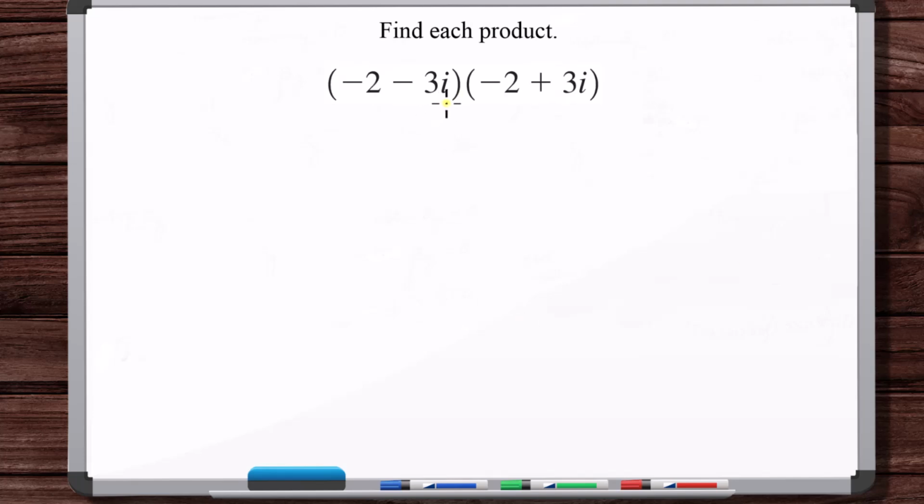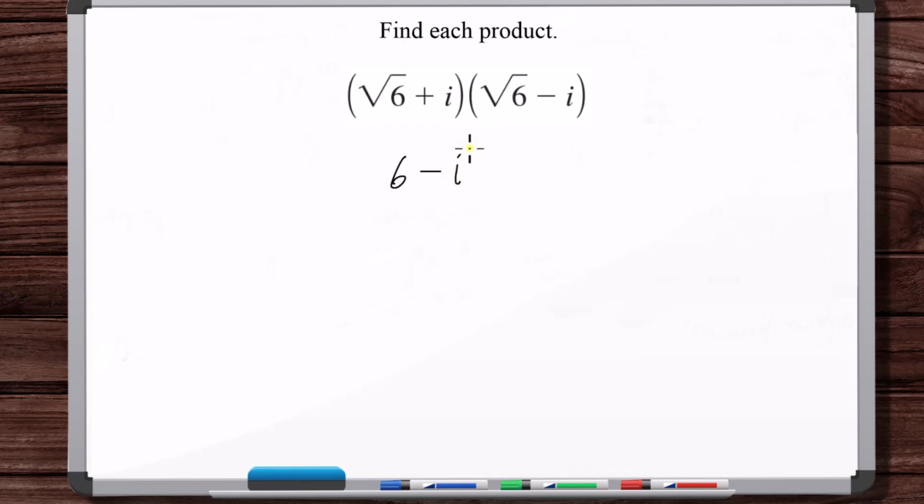Okay, let's see. These are complex conjugates as well. Because with a complex conjugate, all you're doing is you have the exact same terms, imaginary and real terms, but you just change the middle sign from plus to minus. So minus 2 times minus 2 is 4. Minus 6i plus 6i is 0. And then minus 9i squared. So 4 plus 10, 14. Okay, complex conjugates again. So root 6 times root 6 is 6. Minus root 6i plus root 6i, and then minus i squared. So 6 plus 1, 7.